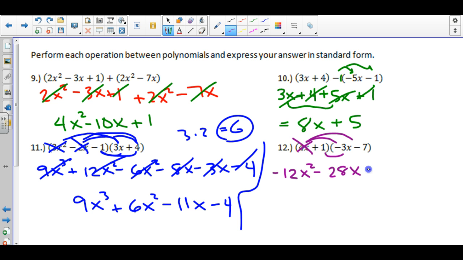1 times negative 3x is negative 3x. And 1 times negative 7 is negative 7. So it takes care of that. And now you're going to write it in standard form, which again, you only have the negative 12x squared. The inside terms are going to simplify to negative 31x, because it's negative 28 minus the 3, and then you bring the minus 7 down. So that is that one. Again, this is standard form of a polynomial.